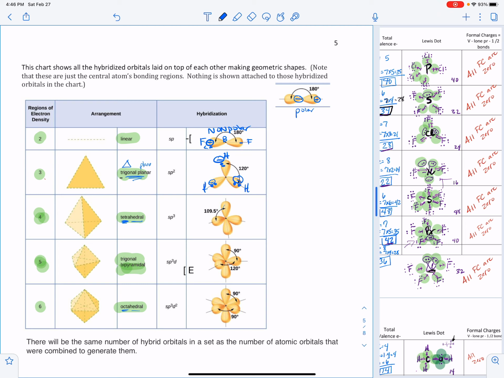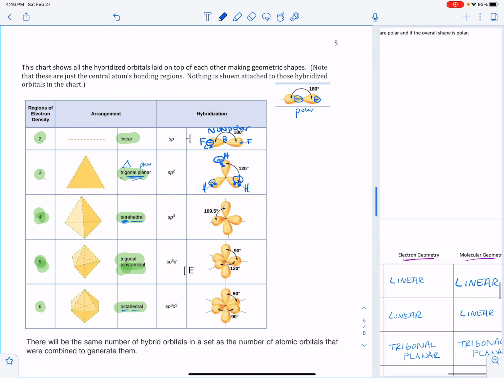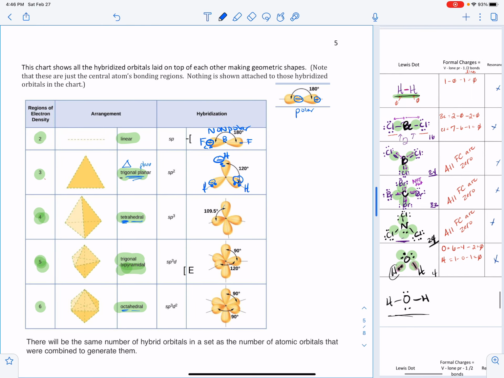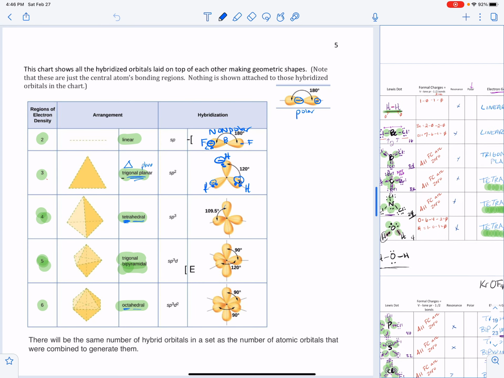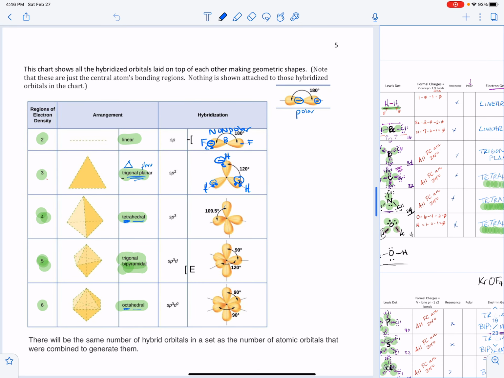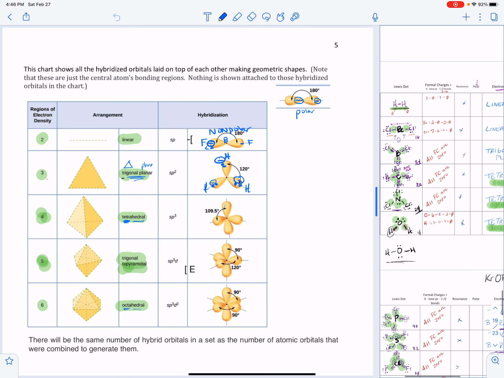So let's look at these first two examples over here. We're going to find something that's nonpolar, so it's linear. Some of these linear pictures right here. So this H-H bond, these are the same elements, so there's no way that bond is polar. If you don't have a polar bond, then the molecule's not polar either.